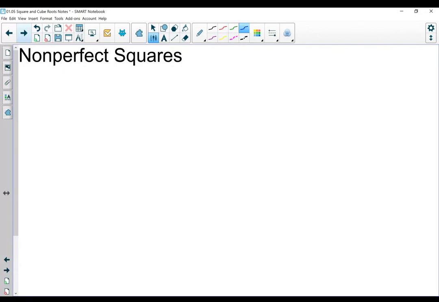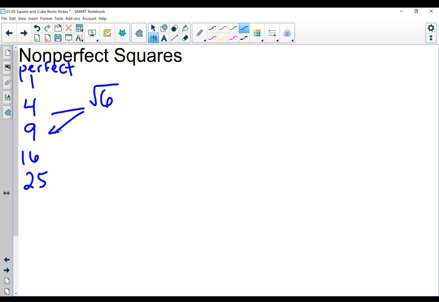Next, we'll look at non-perfect squares. An example of a non-perfect square would be the square root of 6. There's a couple different ways I can tell this is not a perfect square. 1 squared is 1, 2 squared is 4, 3 squared is 9, 16, 25. These are our perfect squares. And 6 falls between a couple of them. 6 is between the 4 and the 9. So because it's not on my list, it's not going to be a perfect square.